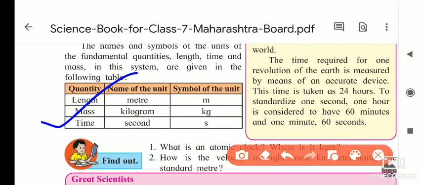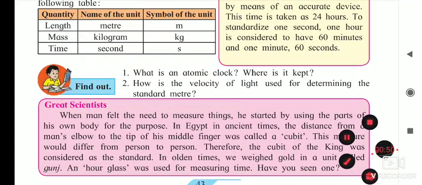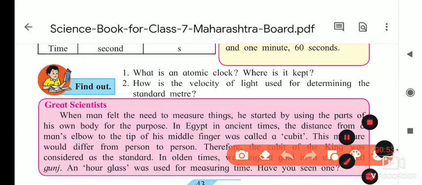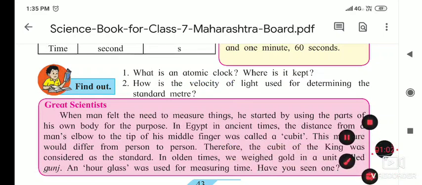Now today we will start with the question from the find out. Okay, this is the find out. So what is an atomic clock? You have to find this answer. I will just tell you, you have to find it on the net and just send me its answer.